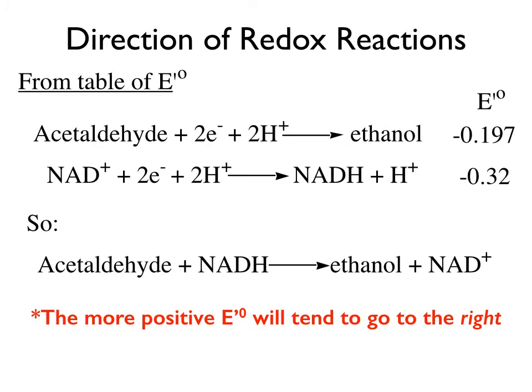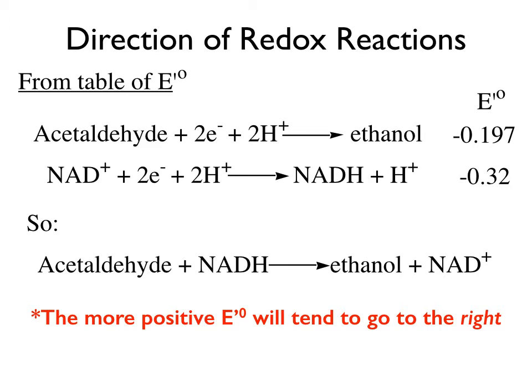Now, I told you that by convention, half reactions are always written as reductions. To determine which way a redox reaction is likely to go, we often look up the value of the standard electrode potential from a table. So let's consider the reaction that was at the bottom of the last slide, acetaldehyde to ethanol, and you can see that it has a standard electrode potential, E'0 of minus 0.197 volts.